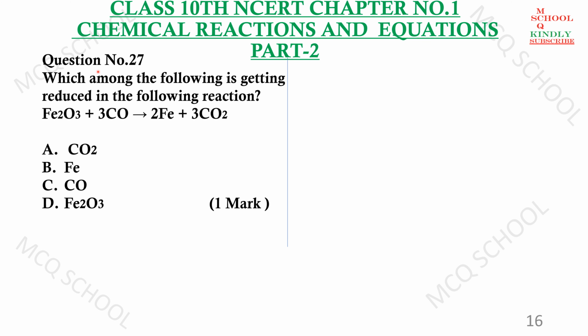Let us take question number 27. Which among the following is getting reduced in the following reaction? Ferric oxide reacts with carbon monoxide to form iron and carbon dioxide. So options are carbon dioxide, iron, carbon monoxide and ferric oxide. Which is getting reduced? What is the answer as per you?